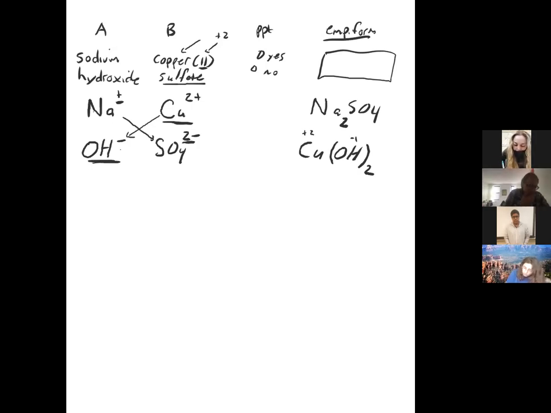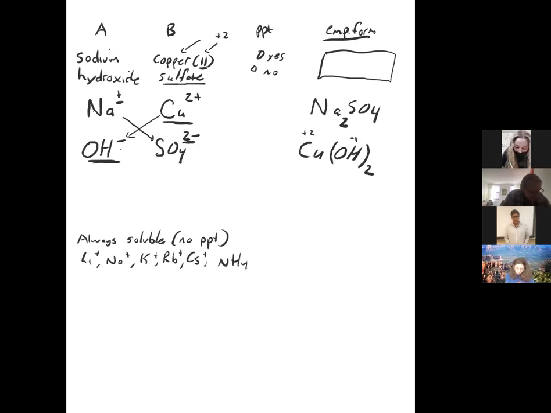Okay, so let me rewrite some of those guidelines again. Always soluble. Remember, always soluble means no precipitate, okay? Li+, Na+, this is group 1. K+, Rb+, Cs+, NH4+, always soluble. NO3-, acetate C2H3O2-, and perchlorate ClO4-. Okay, so those are the ones that are always soluble.